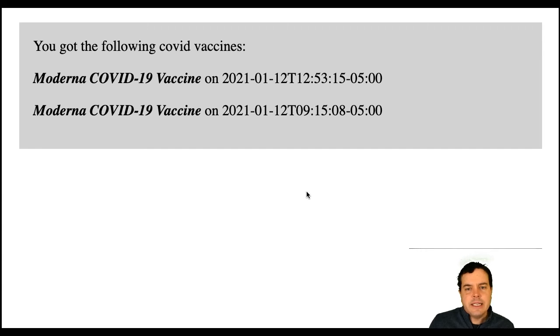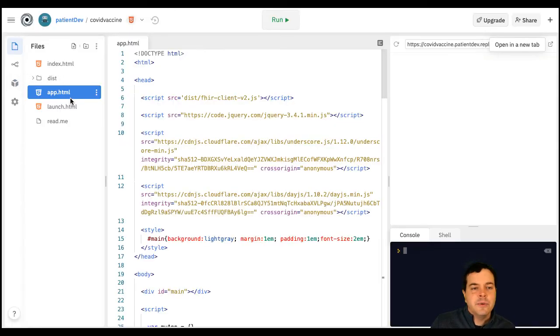What will happen is we will get our gray box, and it says you got the following vaccines: Moderna, COVID-19, on this day, and also on the same day, just a little bit later, you got another one, which would not be how you're supposed to get these COVID vaccines, but this is all Sandbox, right? So how did I do this? We'll switch back to app.html.